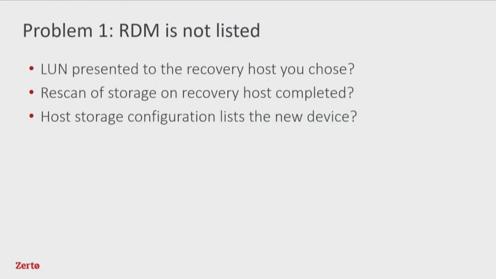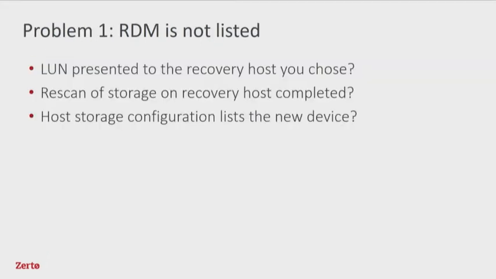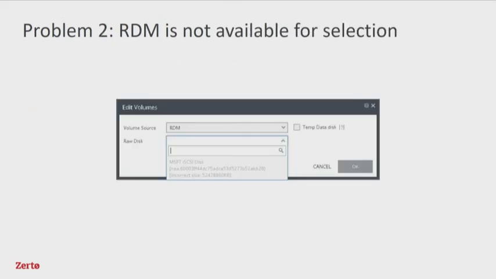So if you go into the vSphere client or web client, you want to initiate a rescan of your storage on your recovery host, and make sure that once that rescan is run, and this would be the part 3 here, that the storage you want to use is actually presented and it's actually listed under that host's configuration. So those 3 are really the basic troubleshooting steps you can do there. Once you've done those steps, back on this list, you should see that device there. That's probably going to cover about 99% of the problems you would see in terms of RDM not being listed.